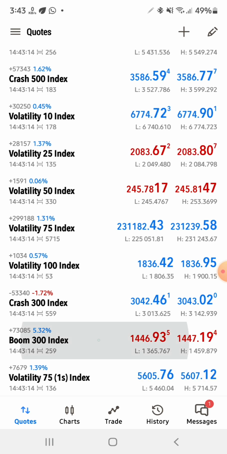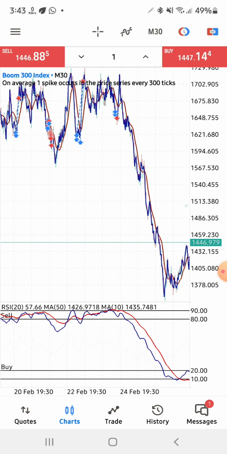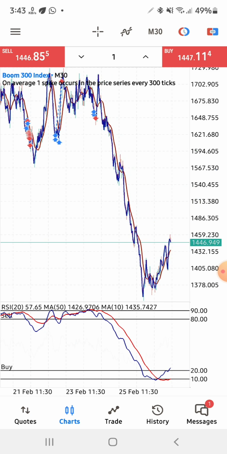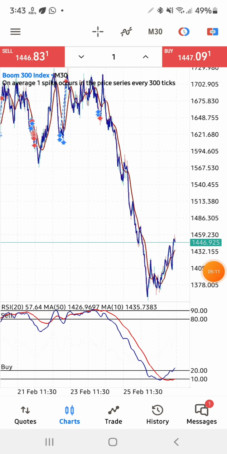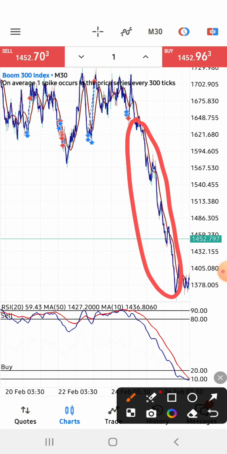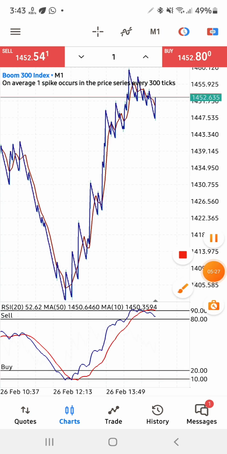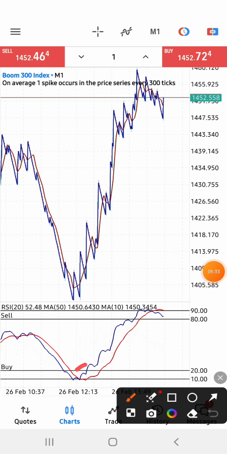for instance, I have Boom 300 on a bearish trend if you check on the higher time frame. So for instance, you have situations like this where the market just keeps going down and down and down. On your higher time frame, you confirm that it is in a very strong bearish trend. So once you dive into your 1 minute, obviously this would be stuck at this level, over here.